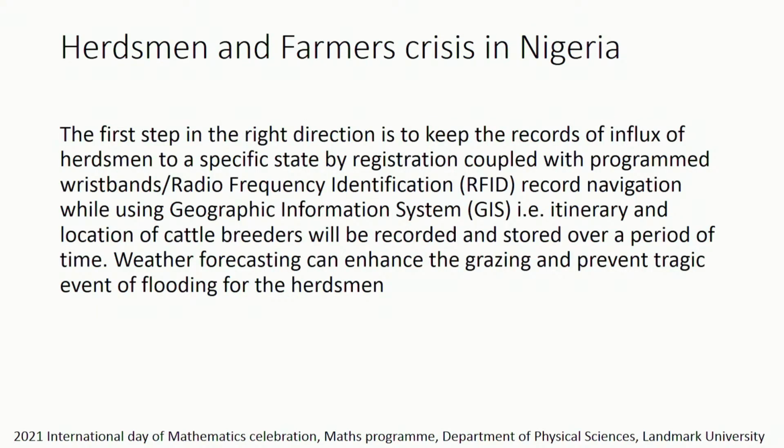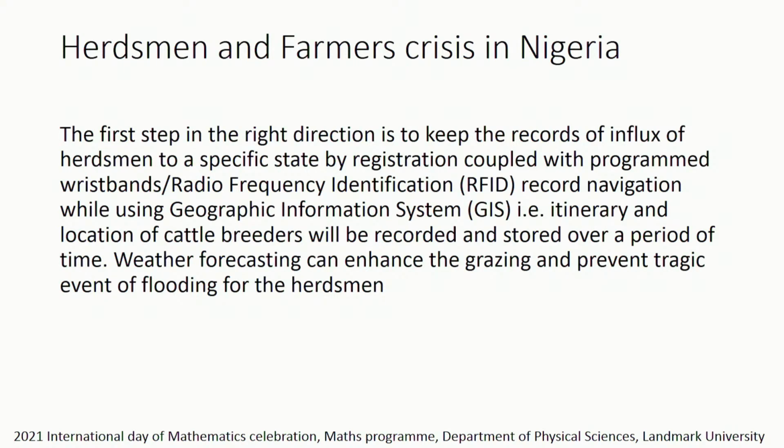So I said the first step in the right direction is to keep records of influx of herdsmen to a specific state by registration, coupled with a programmed wristwatch. You should give them a wristwatch, which we call radio frequency identification. So we know how the grazing man is moving from one location to the other. We need to identify that so we can have an idea of the path this man is taking, to record while using geographic information system, GIS. Okay, that identifier is used. We can communicate with him, he can communicate with us. So we need to know.